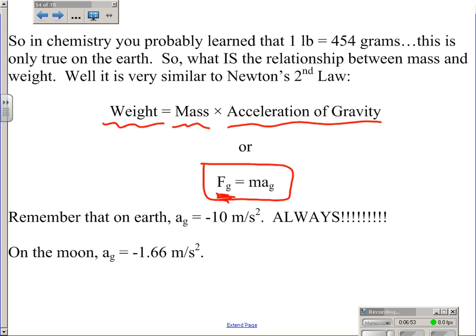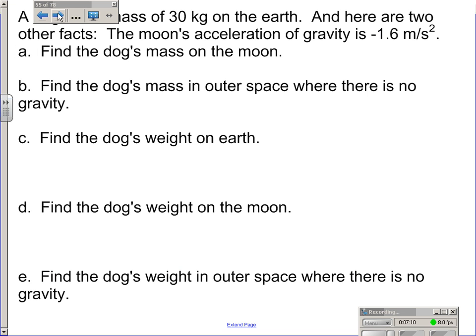Here that is in symbols. Weight equals mass times acceleration of gravity. And remember, on Earth, the acceleration of gravity is negative 10 meters per second squared. On the moon, it's negative 1.66 meters per second squared. In outer space, it's 0. Okay, so let's apply that to a problem. Here we go.